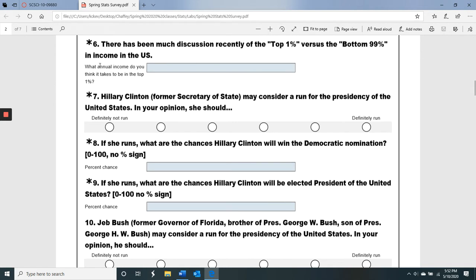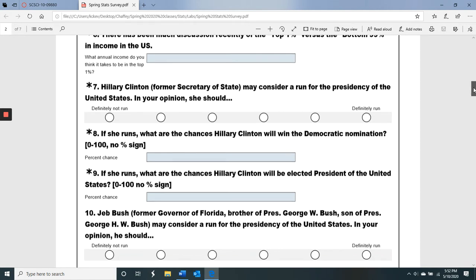Number 6. So this asks about the annual income to be in the top 1%. So it's money. So money again is ratio. You can have 0 money. And there's equal intervals in dollars and cents.